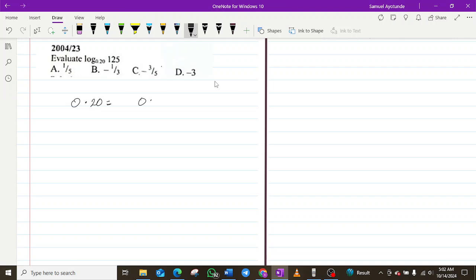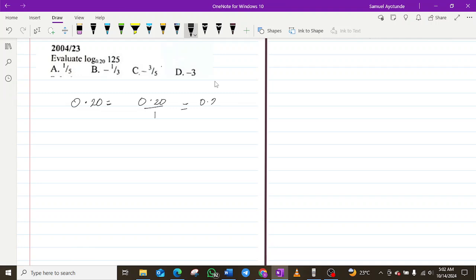So 0.20 is the same thing as 0.20 over 1. I will look for a number that can change the 0.20 to a whole number. That will be a power of 10. Numbers that give a power of 10 are 10 itself, 100, 1,000, 10,000, and so on. Which of them can change 0.20 to a whole number without the decimal? That's 100. So I will use 100 to multiply the numerator and the denominator.